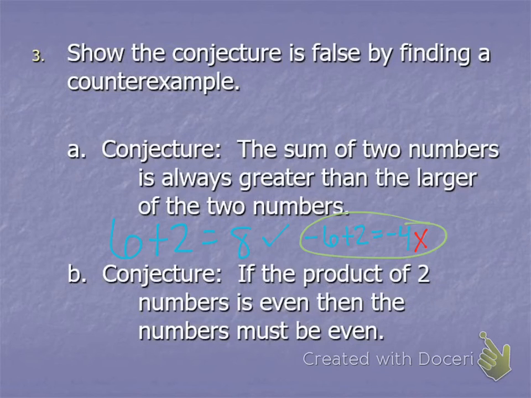All right, if the product of two numbers is even, then the numbers must be even. So we're trying to find an example that shows that's not always the case. So we're multiplying two even numbers together and get an even number. Well, that's always going to work, right? So what's a situation where we multiply two numbers together, we end up with an even number, but we didn't start out with even numbers? This one's a little weird because we've got to come up with what we're starting out with a little differently.